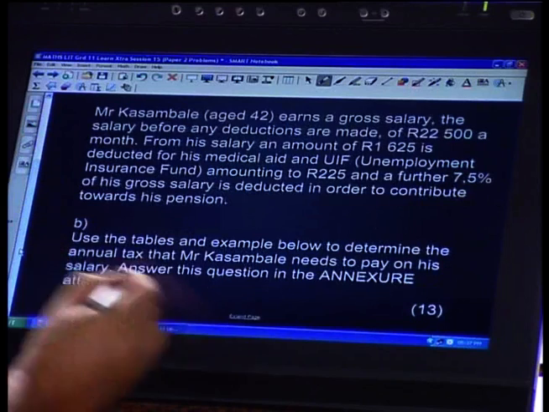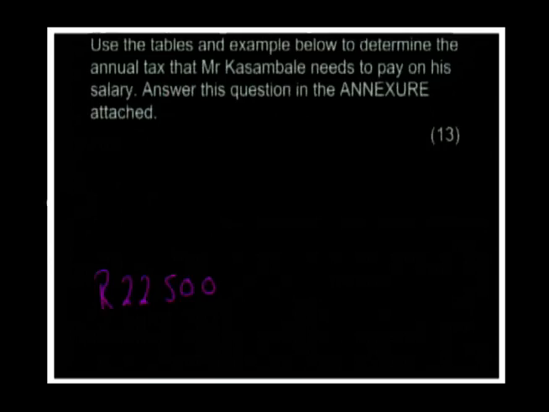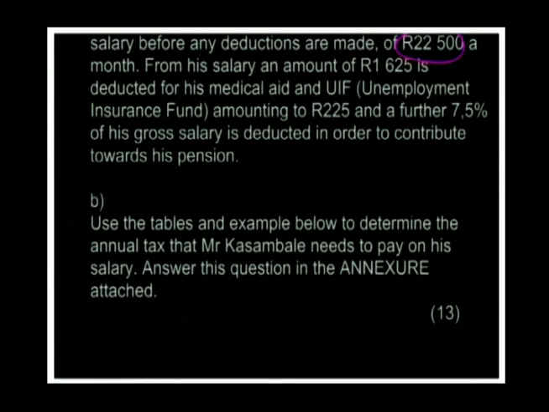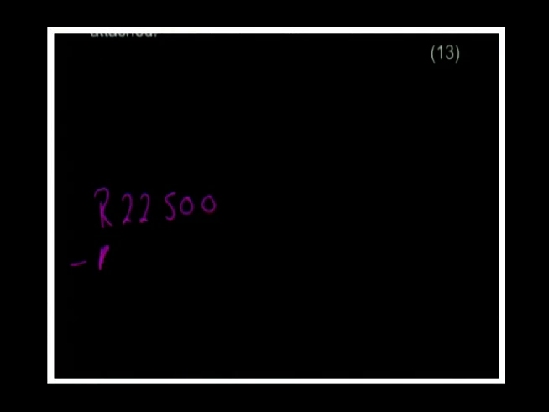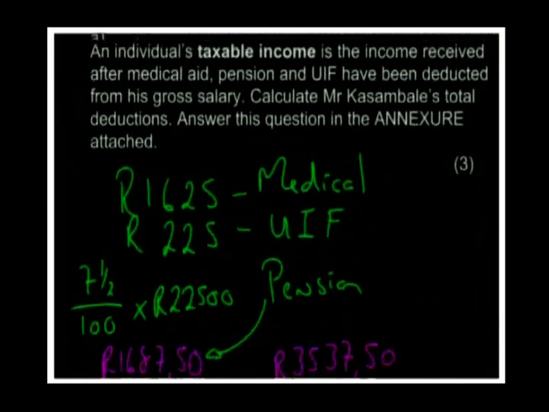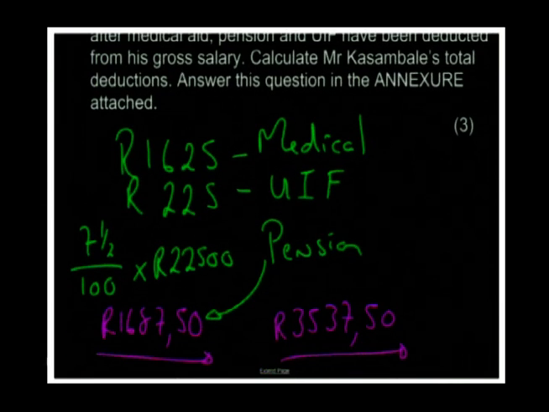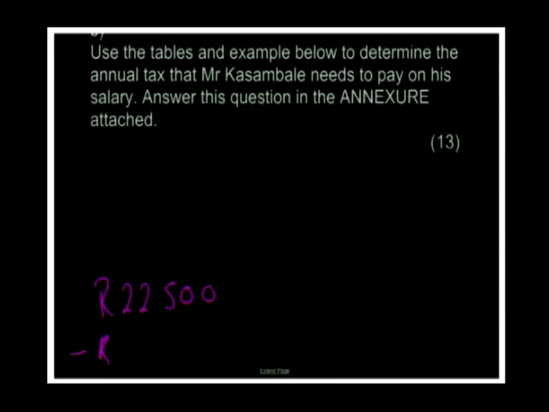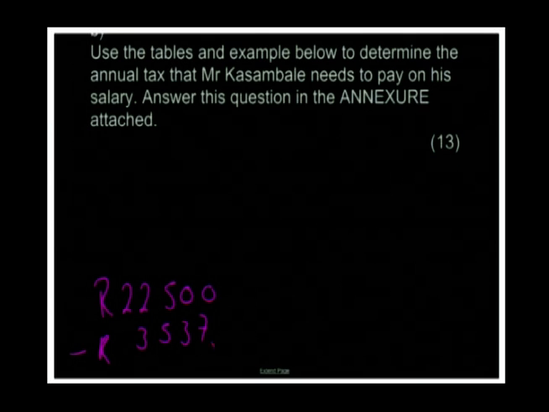Right, now let's work this out. So, we know that our buddy over here earns a salary of 22,500 Rand a month. Okay, do you remember that? There it is, 22,500 a month. We also calculated that we've got to take off some money. And how much money did we have to take off? We had to take off his deductions of 3,537.50. Okay, so let's go back and take that off. So we're going to say, right, that's a salary. We're subtracting 3,537.50.